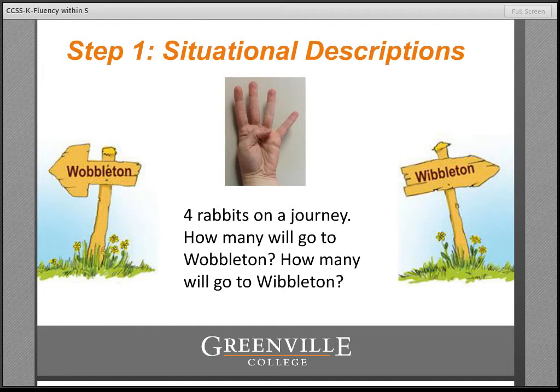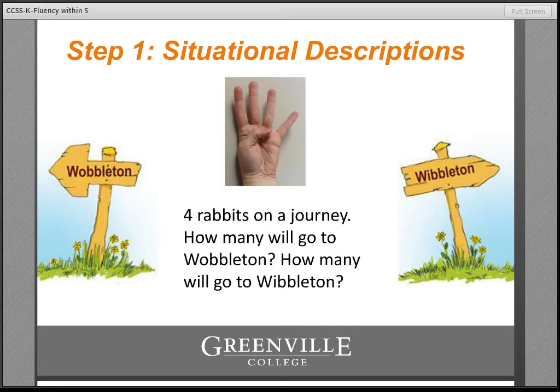All right, so I'm going to tell a little story about some rabbits, and they get to these signs and they have to decide if they're going to Wibbleton or Wobbleton. So there's 4 rabbits. How many could go to Wibbleton and how many could go to Wobbleton? So here it's a decomposing problem. All 4 of them could go to Wibbleton, and then none of the rabbits would go to Wobbleton. Or 2 could go to Wibbleton and 2 could go to Wobbleton, and so on. So the children use their 2 hands as the Wibbleton and Wobbleton hands, and they show the number 4, but they show how many rabbits are going in each direction.